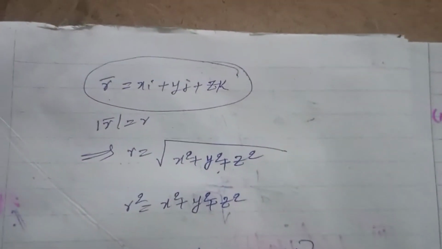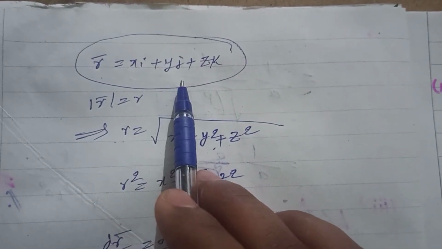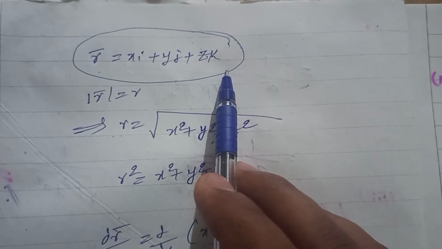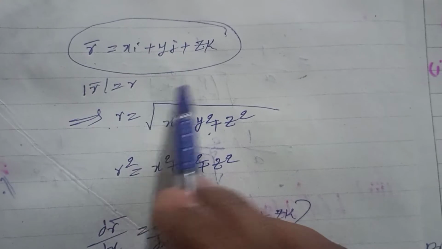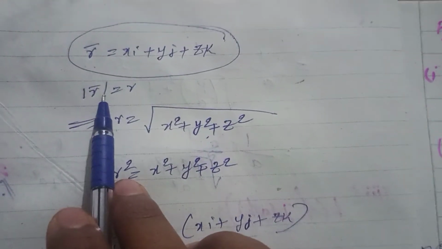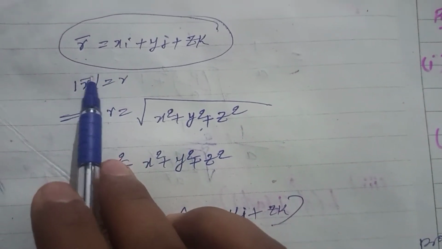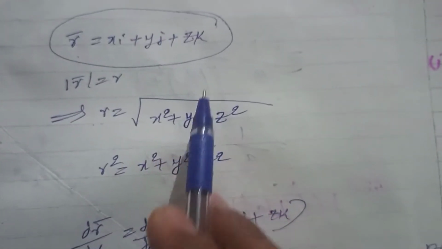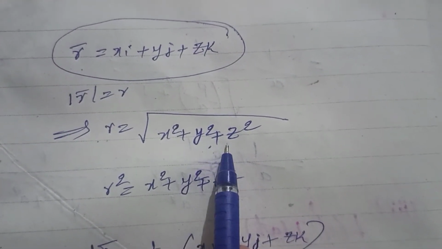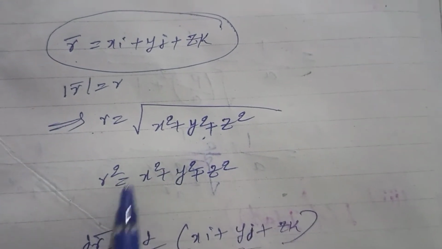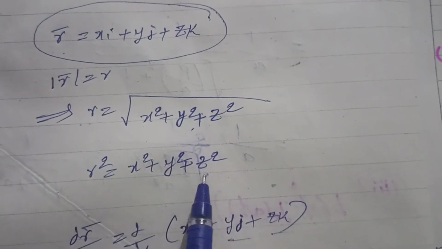See, r bar is xi plus yj plus zk. So the modulus of r bar is r. Here r is the modulus of r bar, meaning the square root of x square plus y square plus z square. So r square, squaring on both sides, the square and square root will vanish out. We will get this one.